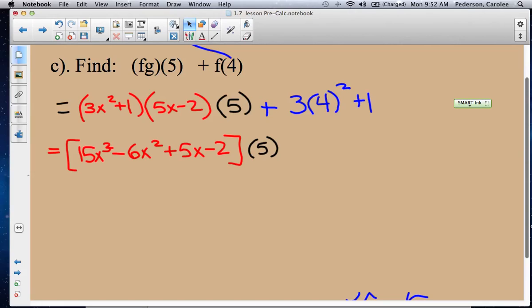The blue, let's clean that up. So what do we do first in the blue? Your order of operations, what do you start with? Parentheses, but really exponents first. So 4 times 4 is 16.